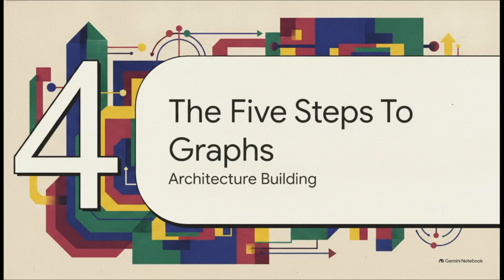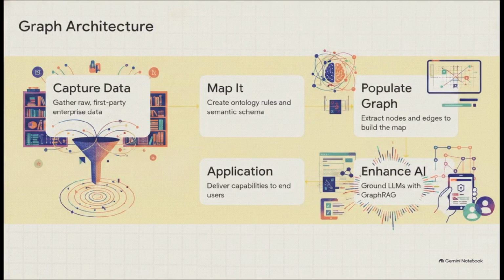Moving on to Section 4, the 5 steps to graphs. So here's a journey from raw information to genuinely smart AI. First, you capture the data. That means gathering all the raw first-party information your company uniquely owns. Second, you map it. Human experts step in to create the rules and categories for how things relate.